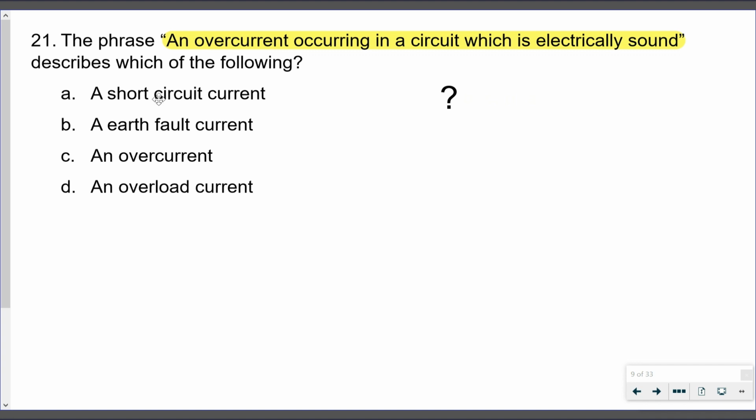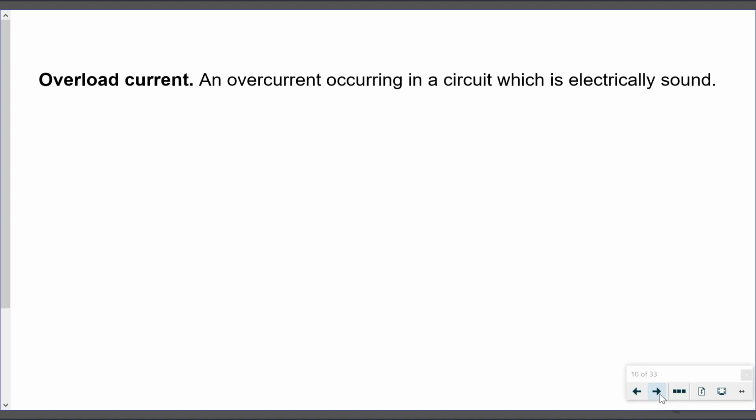But failing that, what we'll do is we will utilise the alphabetical order of these answers. We'll go and look at earth fault current before we look at overcurrent, overload current, and short circuit current, to find the definitions for them. So we'll get into definitions and we'll have a look through the definitions. So in definitions, when we get to overload current, it tells you there an overcurrent occurring in a circuit which is electrically sound, and that would be our answer.